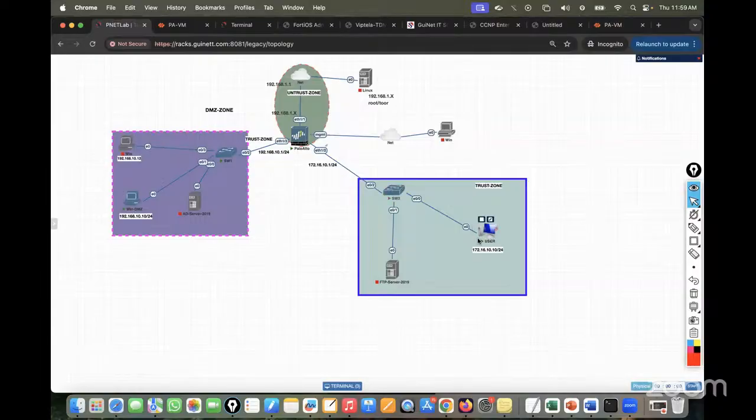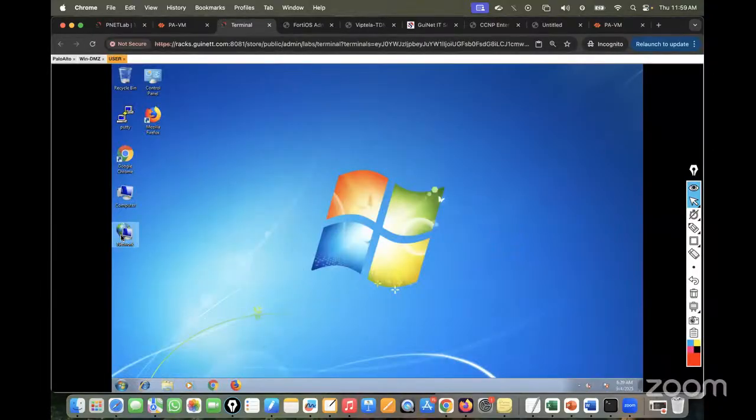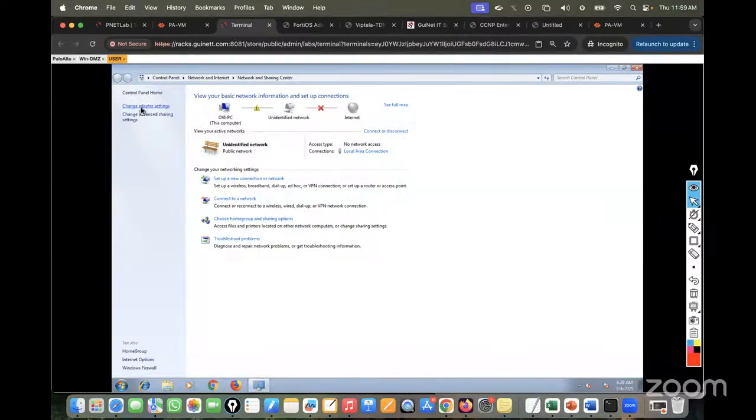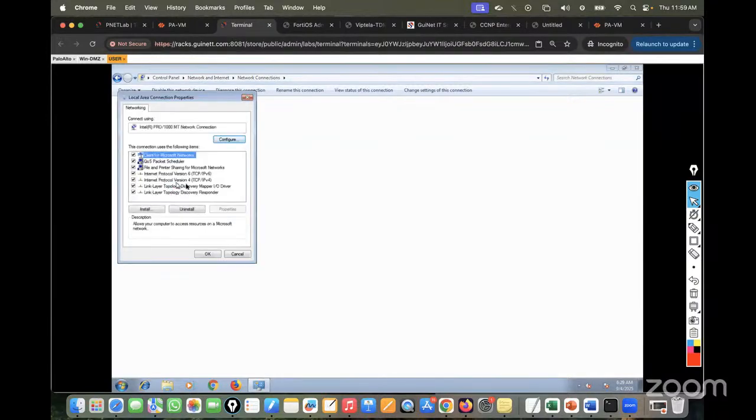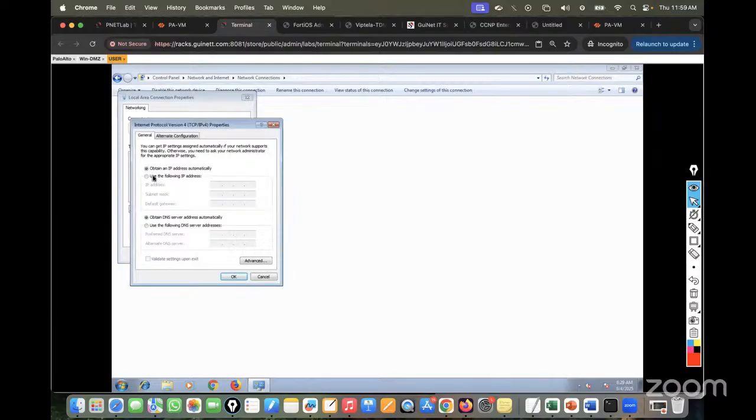So I'll start with the PC configuration. I'll go to the PC and assign the IP address, change adapter settings. There is no IP address. So I will assign the IP address like 172.16.10.10. The subnet mask is this one. The gateway is going to be the firewall IP address. So we are going to configure 10.1.